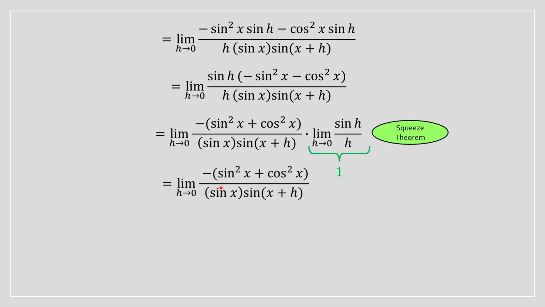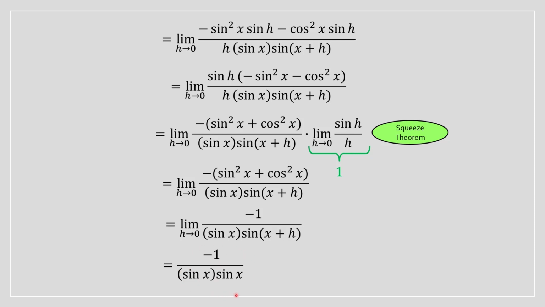So really what we're left with over here is this expression. And over here, sine squared of x plus cos squared of x is basically equal to 1 according to the trig identity. So in the numerator, we're just going to be left with negative 1. And at this point on, what we're going to have to do, lads, is apply h going to 0 to this limit. And once you do that, you're going to have an expression that looks like this.